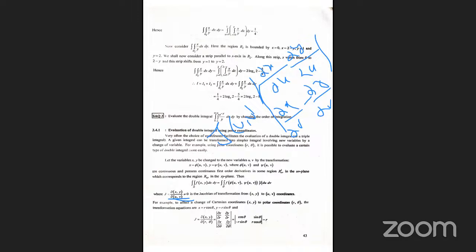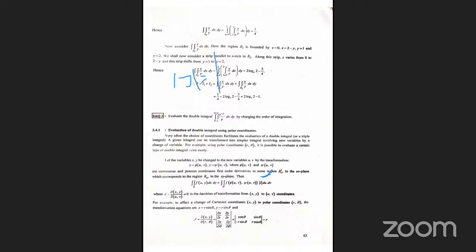Suppose it is in polar coordinates form. Then the terms become dou x by dou r, dou y by dou r, dou x by dou theta and dou y by dou theta. When it is polar coordinates, we can write the J value directly as r. If it is in normal form, then we have to find the J value. They call it the Jacobian.